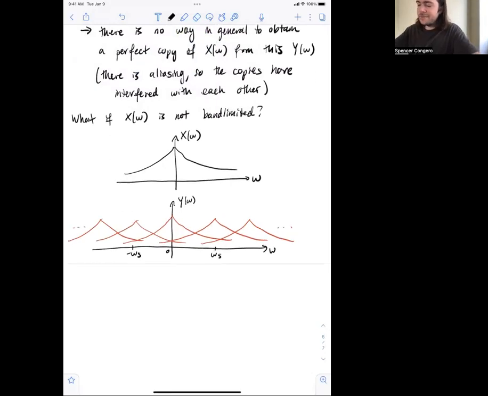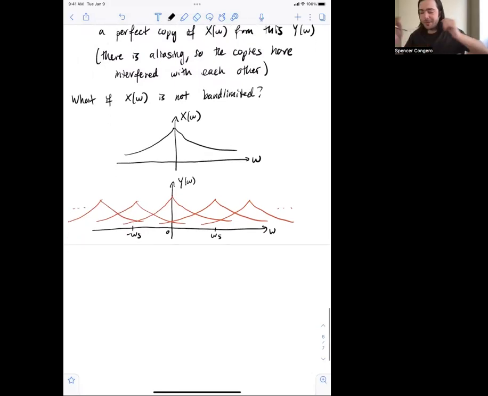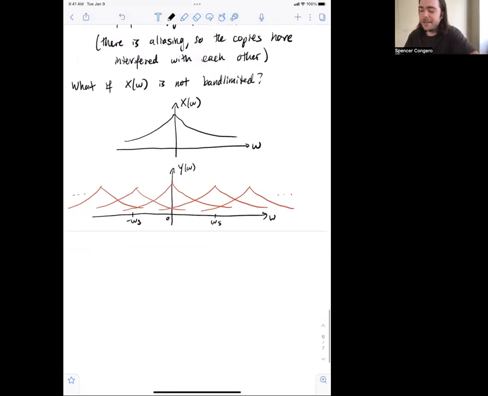Okay, and clearly, because we don't have the band limited assumption, these copies are always going to interfere. There's always going to be aliasing. I can't spread these copies far enough apart to have them never interfere with each other because they're never zero after a certain point, right? There's no point after which they're never zero, I guess I should say. They always have non-zero values stretching in both directions forever. So there's no amount I can shift by to get these copies of x of omega to not overlap and interfere with each other.